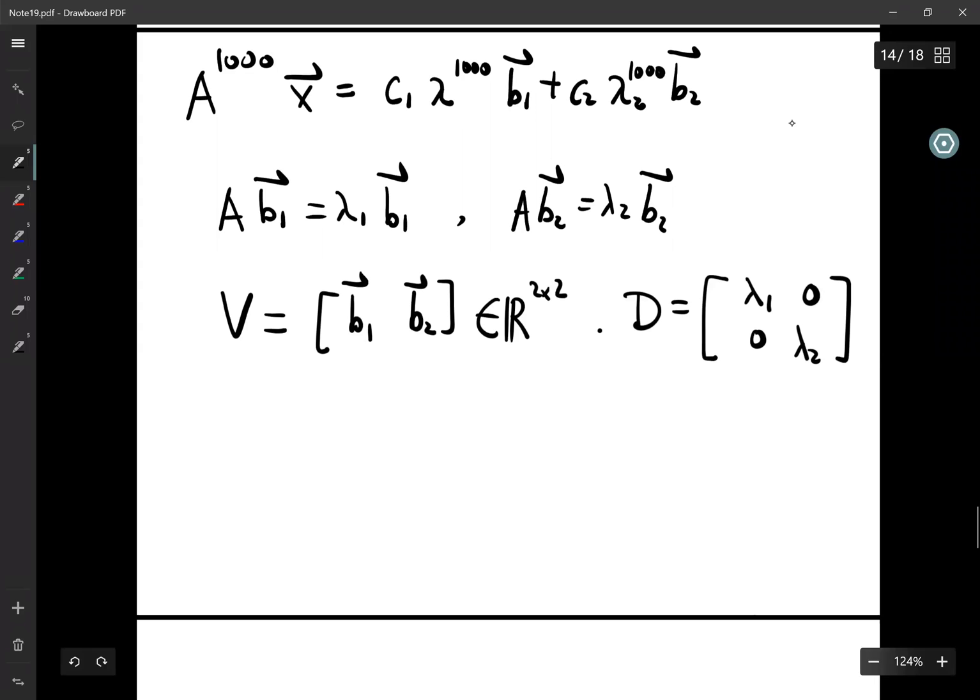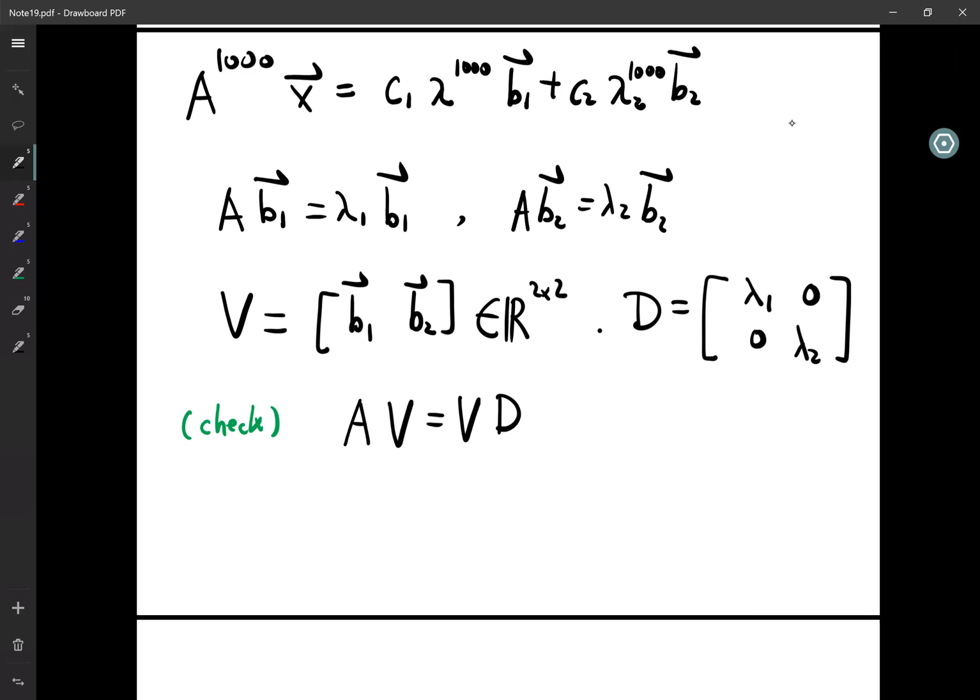And then you can immediately check the following fact is true: A times V equals V times D. Why? A times B1 equals B1 times lambda 1. So just a 2 by 2 matrix multiplication, and you'll be able to find it. Furthermore, because V is a basis in R2, every column has a pivot. So every row has a pivot, and therefore V is invertible.